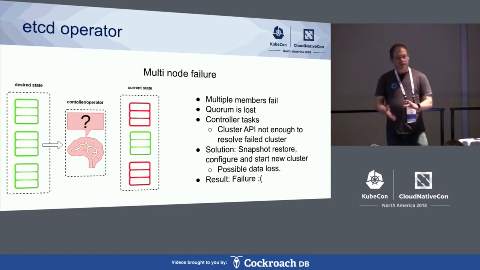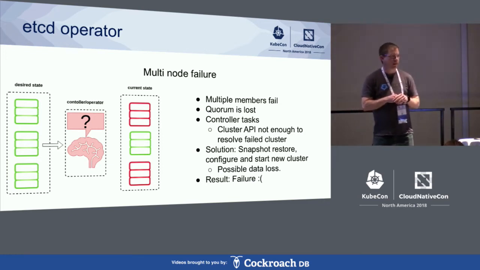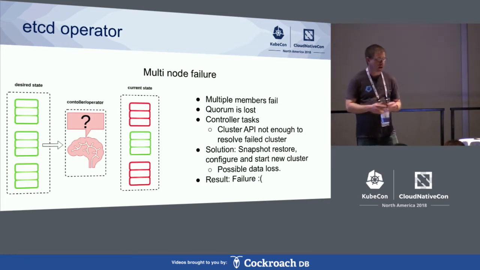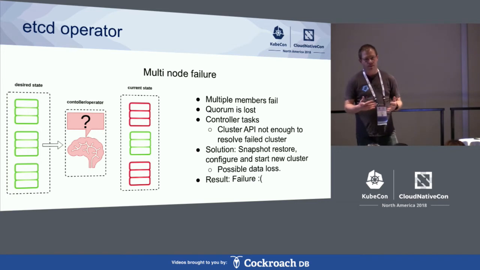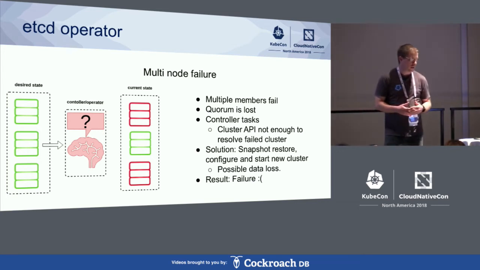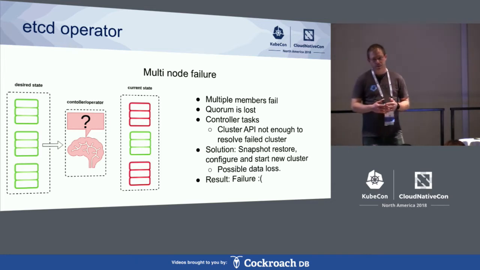So now let's go through where this can go a little sideways. In the case of a multi-node failure, things get a little more complicated. Because we've lost quorum now, we can no longer interact with the API and get out of the situation with the cluster API. So to resolve this situation will require a snapshot restore.